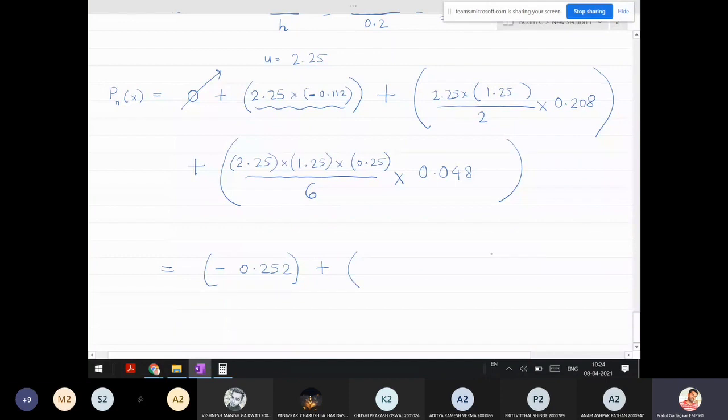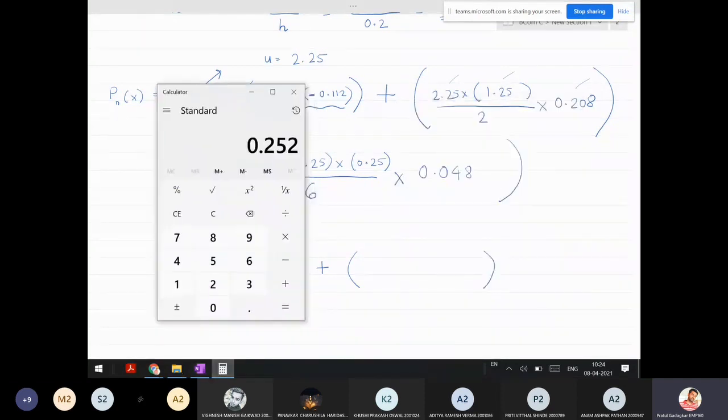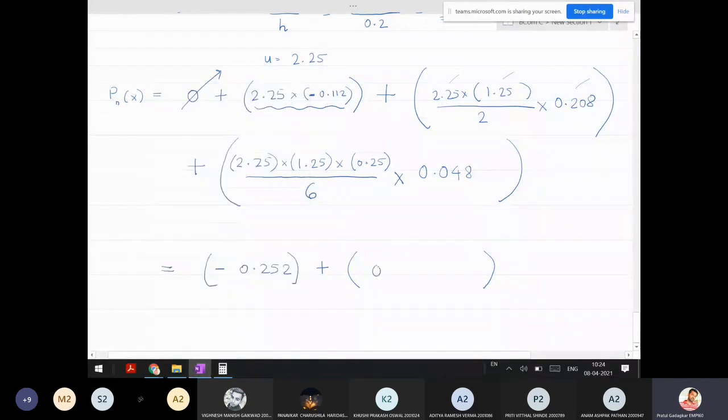Now look at the second bracket. What is the answer of the second bracket? In the calculator, I will multiply 2.25 by 1.25 by 0.208, and then I will divide everything by 2. So when I use the calculator, I get 2.25 multiplied by 1.25 multiplied by 0.208, and that is 0.585. Everything will be divided by 2, so it is equal to 0.2925. So the second bracket is 0.2925.